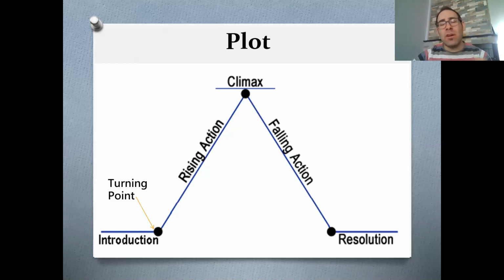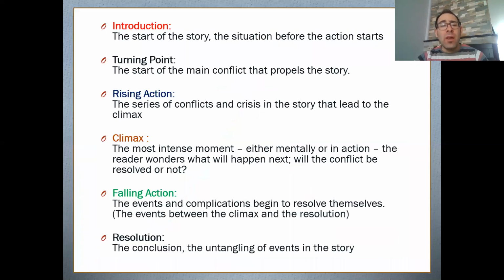This works literally for every short story that you guys are going to read. So this is just the definitions of what we looked at so far. Introduction is the start of the story. The turning point is the start of the main conflict. Every story has a main conflict. If it doesn't, then there's no point of actually reading it. We're just going to be reading words.